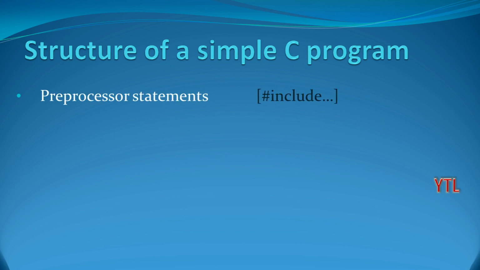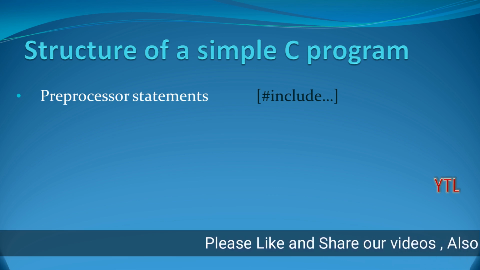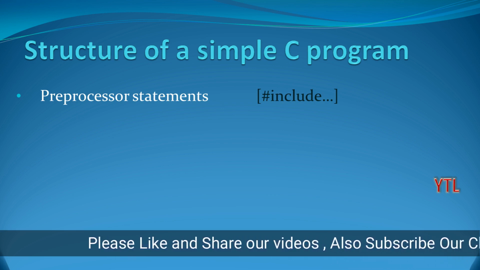First of all, we write the preprocessor statements. That is #include <stdio.h>. Some of the old compilers need conio.h. If you are declaring a macro, #define PI 3.14, that is.